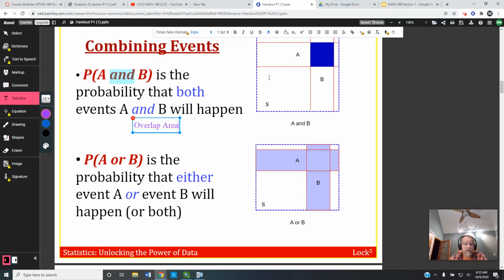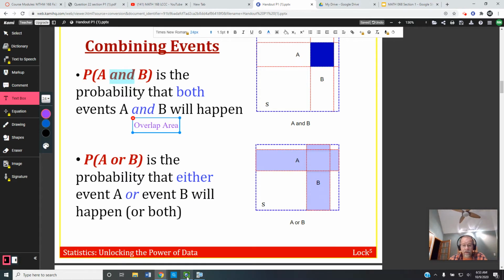You want to think about the overlap area. It has to happen here and it has to happen here. It has to be true in both, because this horizontal band, this horizontal row here, is all event A. Things can happen here and are still part of event A. Things can happen here and still are a part of event B. But it takes things here and here to happen to be in A and B.